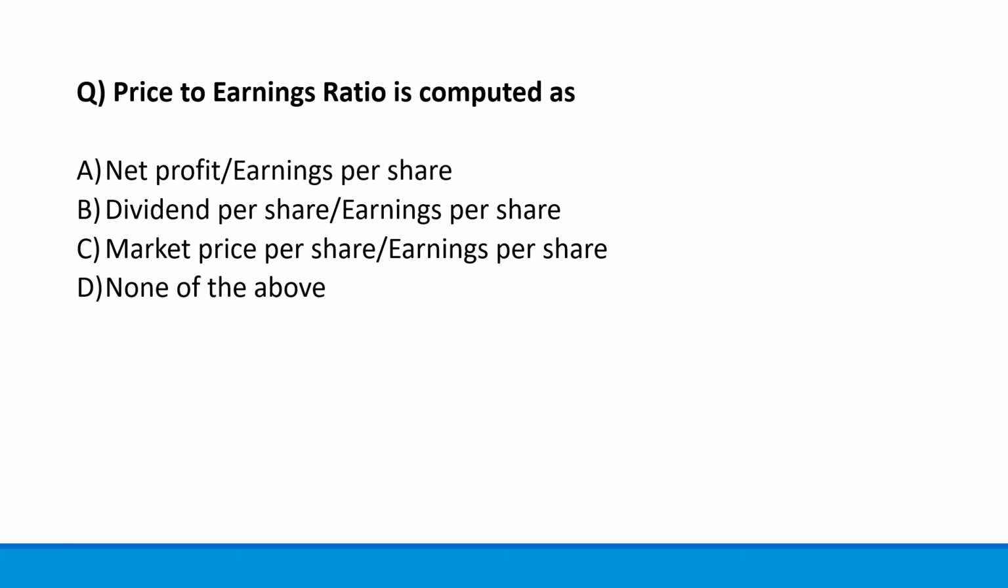Price to earnings ratio is computed as option A, net profit by earnings per share, option B, dividend per share by earnings per share, option C, market price per share by earnings per share, and option D, none of the above. The correct answer is option C, market price per share by earnings per share.